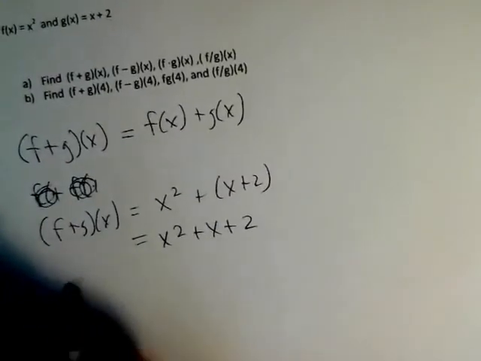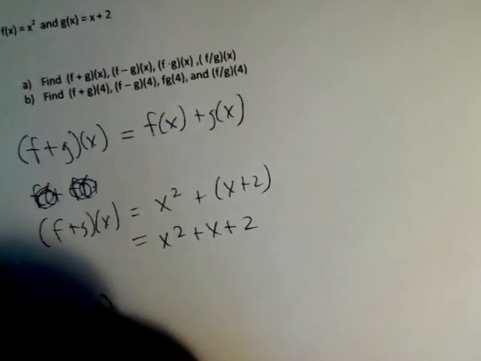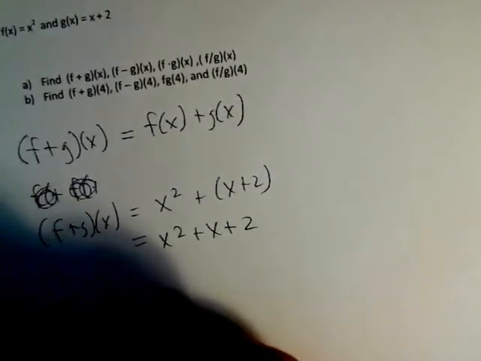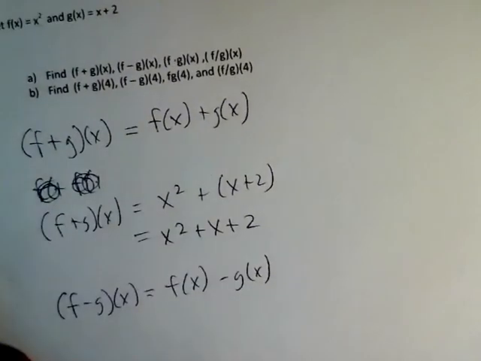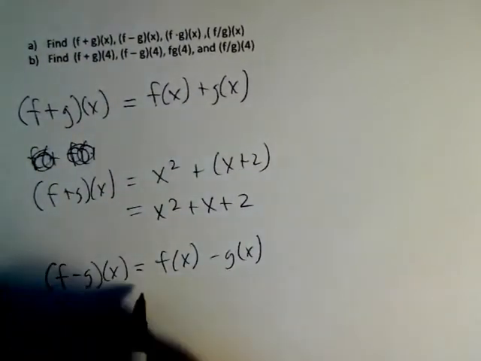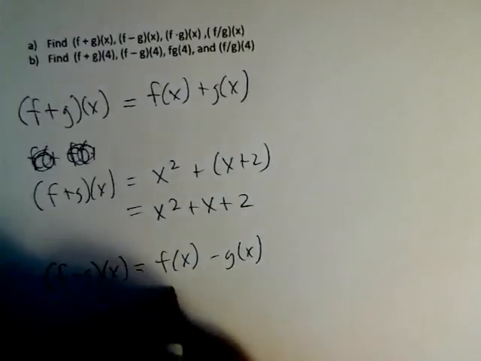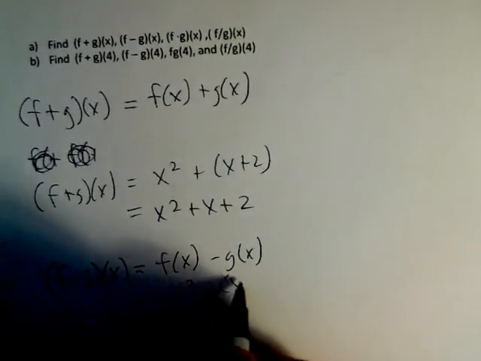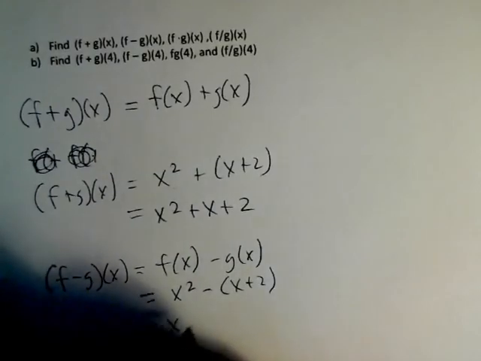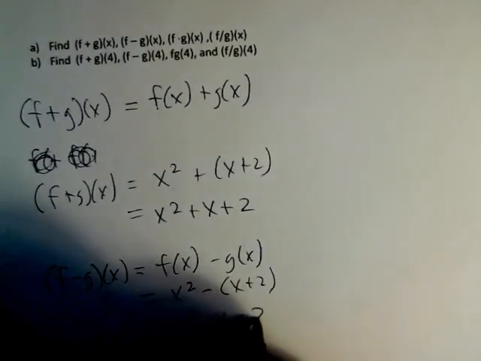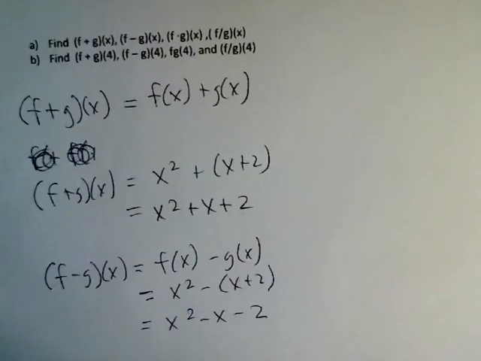The next rule, how about if we want to subtract our functions? Well, this is f of x minus g of x, which means I take x squared, and again, make sure you put that second one inside parentheses because that minus sign is distributed to both the x and the 2.